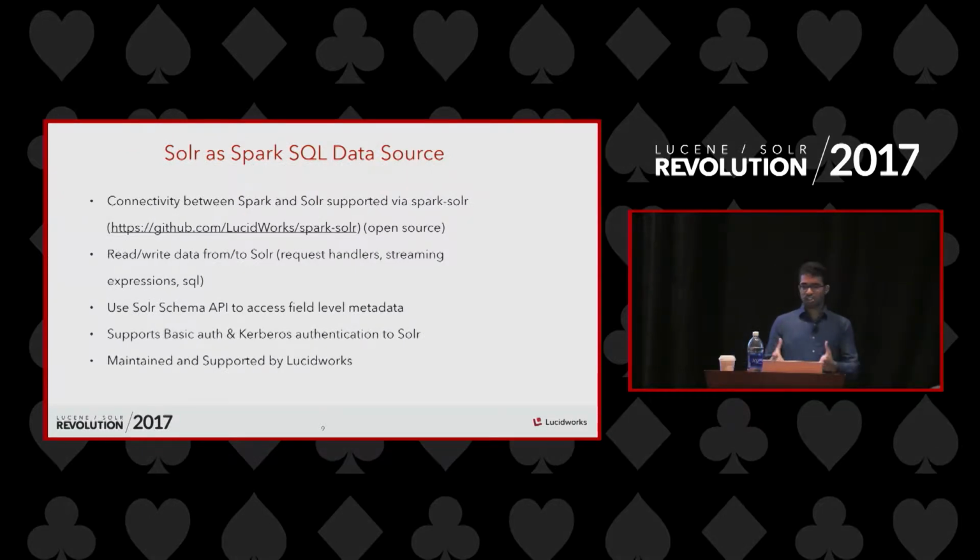Now, how does this actually work? How does Spark even talk to Solr? Lucidworks has an open source Spark data source connector that connects Spark and Solr. You can read and write data to it. You can retrieve data very fast. You can write data. It uses the export handler, and it uses the select handler based on the fields that you're querying. It uses the schema API. It supports authentication and all that stuff. So we use this in Fusion to actually talk between Spark and Solr.